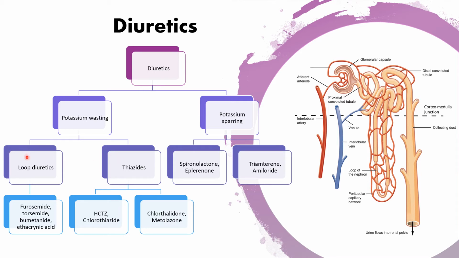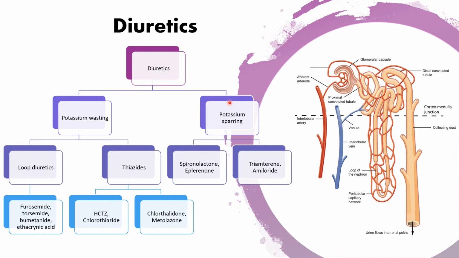With loop diuretics, we have furosemide, torsemide, bumetanide, and ethacrynic acid. With thiazide diuretics, examples include hydrochlorothiazide, chlorothiazide, and we have our thiazide-like diuretics like chlorthalidone and metolazone.